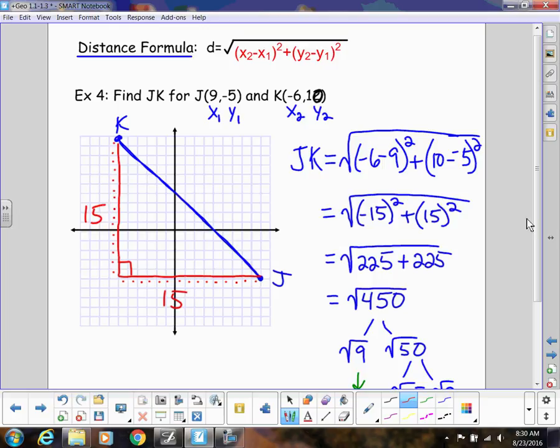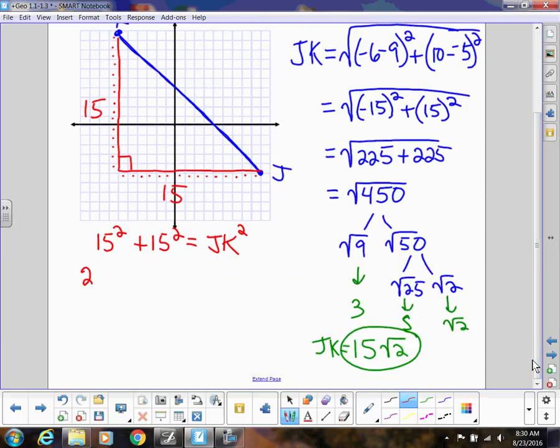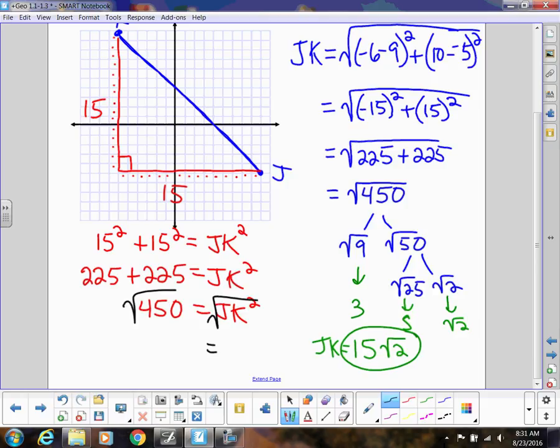And then we can use the Pythagorean theorem. So 15 squared plus 15 squared equals JK, my hypotenuse, squared. And you can see we're starting to see the same numbers. 225 plus 225, which is 450. And then if I take the square root, I get JK equals the same thing, 15 root 2. All right, so distance formula, 2 different ways to do that. Midpoint formula, 2 different ways to do that. And we have our proof cards all ready to go for when we start doing proofs.